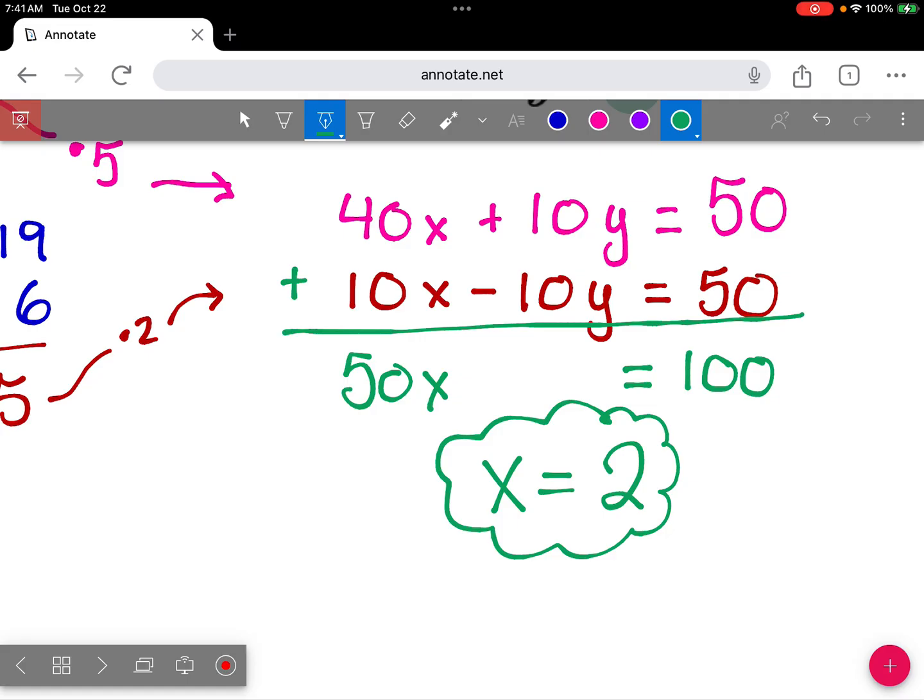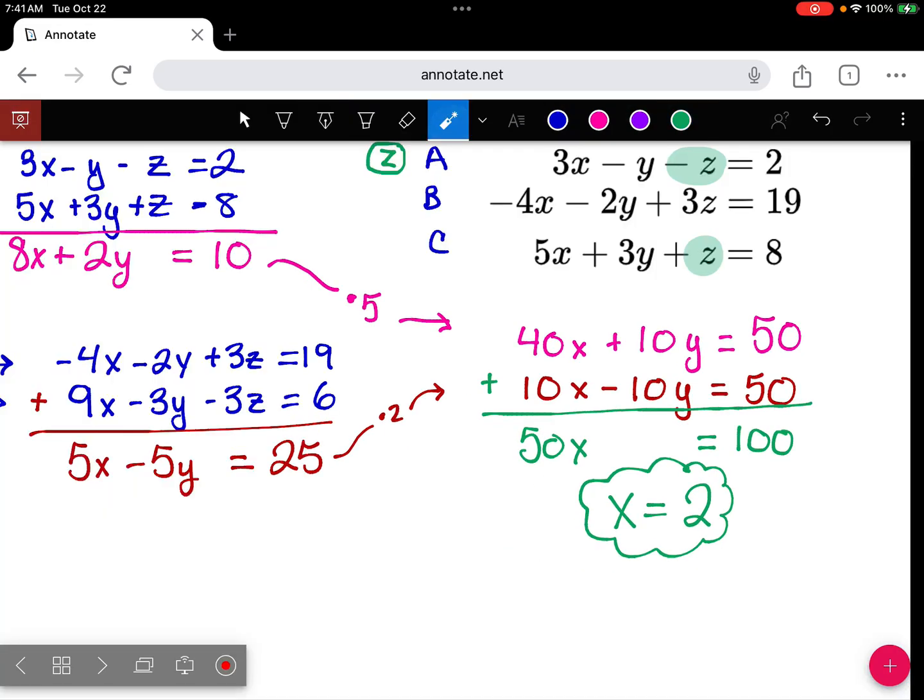So to find my y, I need to go back and grab one of my two variables. I could pick this equation or this equation, but that's being mean. I could use this equation or I could use this equation. I think we should use 5x minus 5y. We can absolutely use 5x minus 5y.